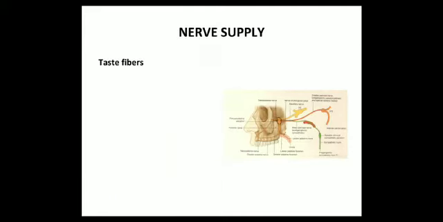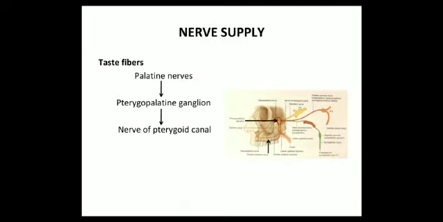And in the special sensory or the gustatory nerves, the taste fibers that carry the taste sensations from the palatine nerves enter the pterygopalatine ganglion. From the ganglion, it passes to the nerve of the pterygoid canal and through the greater petrosal nerve, and finally reaches the facial ganglion or the geniculate ganglion of the facial nerve, and from there to the nucleus of tractus solitarius.